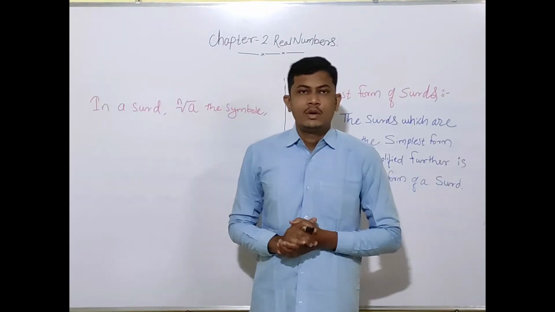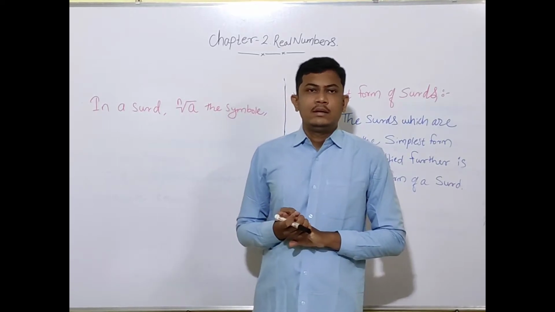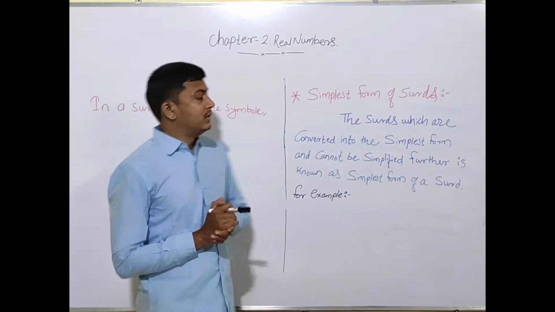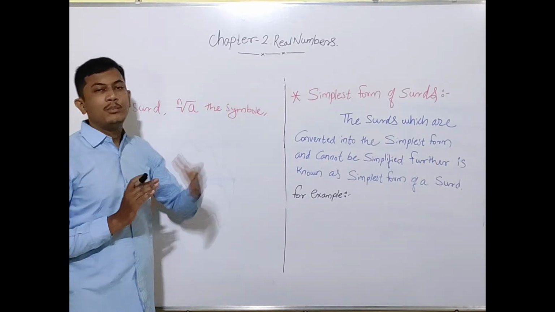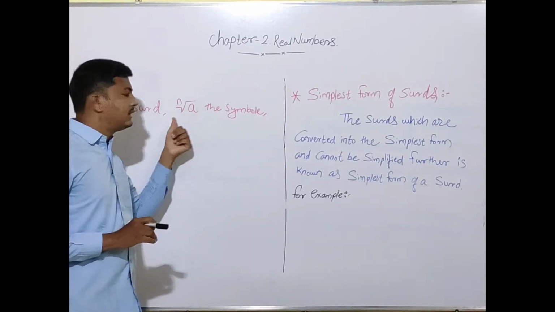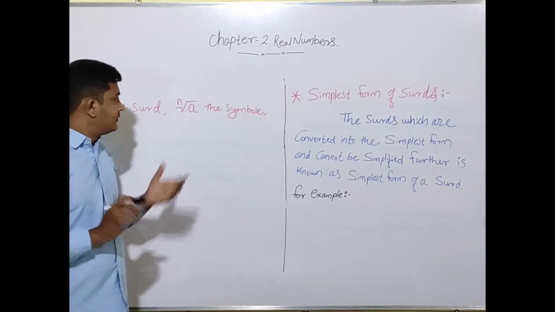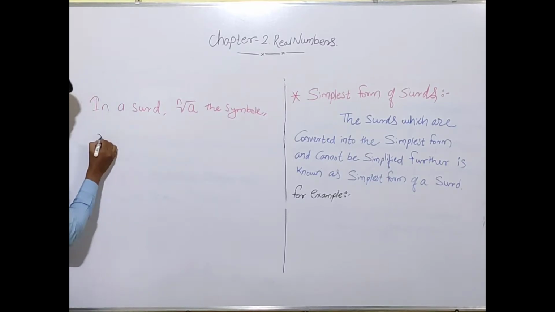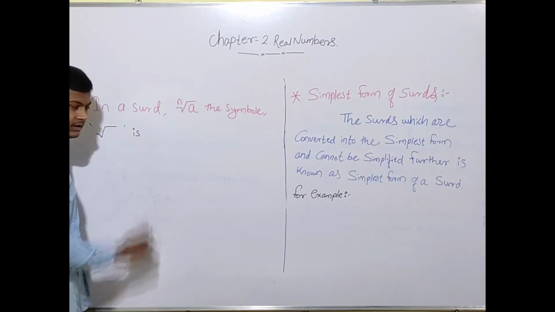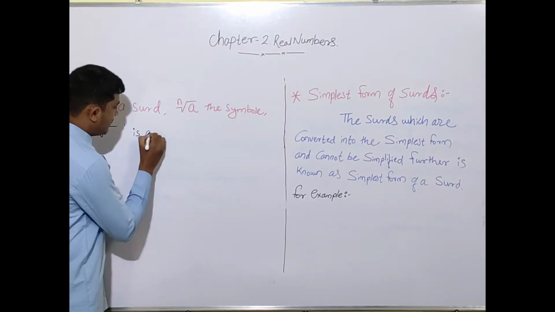Now we have to see the next topic, that is, in a surd nth root of a, the symbol. What does the symbol describe? Here is the root sign. First of all, you will see the root sign. Here the root sign is what? It is also known as the radical sign.